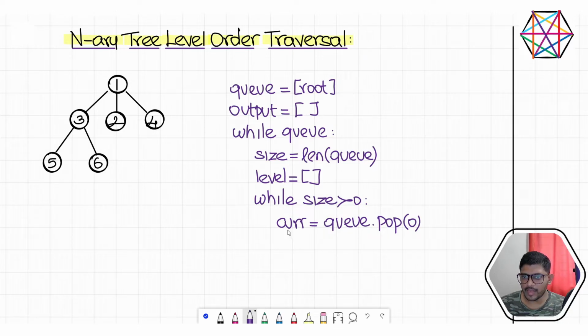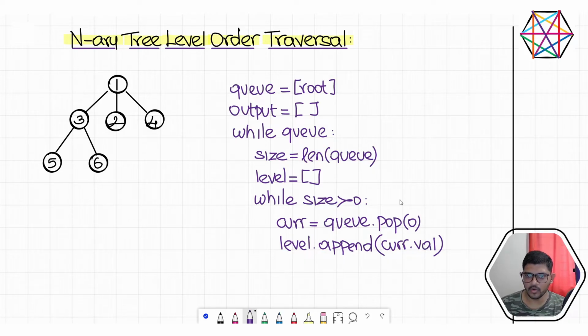Now we are going to add this particular node to this level list, right? We are going to add, sorry, not the node, we are going to add the value of this particular node to this current list. So level.append(current.value), right?